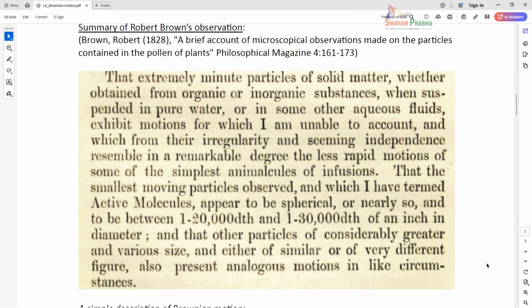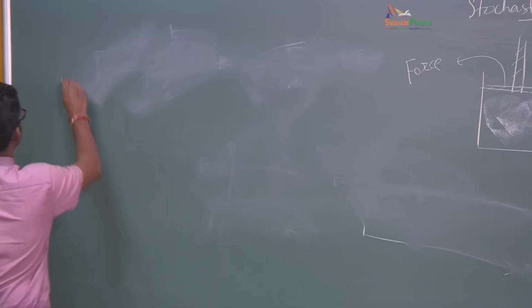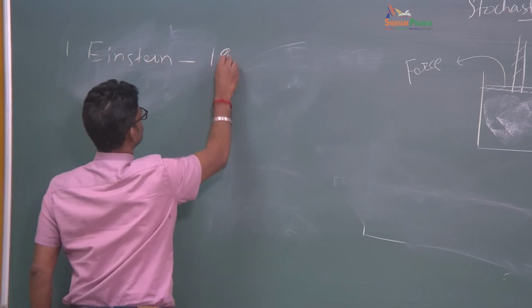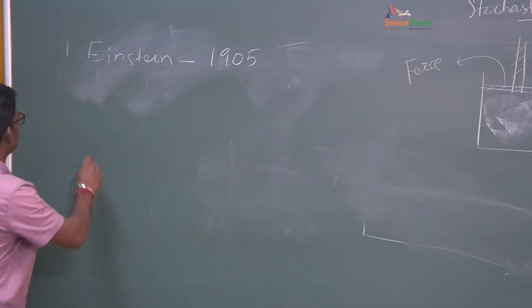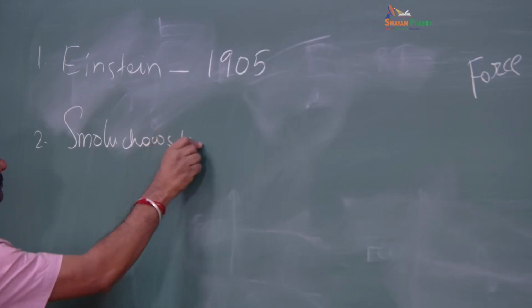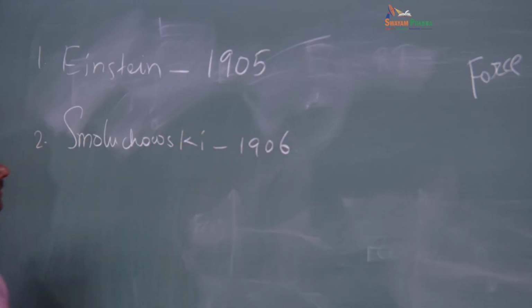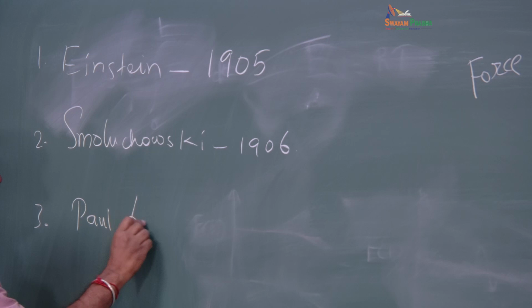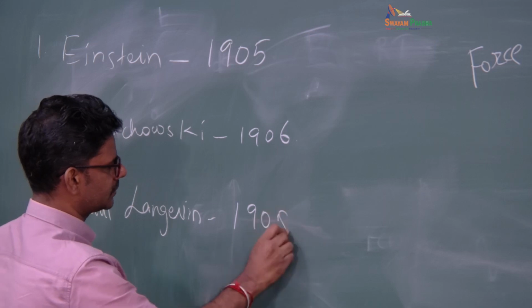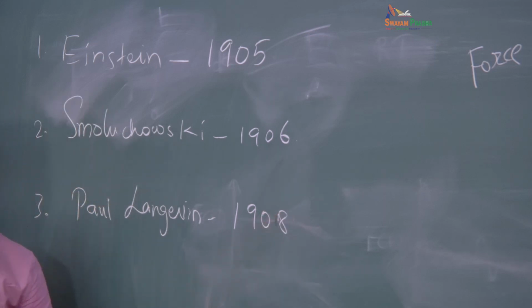So I can point out 3 important developments in order to explain this irregular motion. Einstein's theory was published in 1905, and Smoluchowski in 1906, and Paul Langevin in 1908. So these are the initial mathematical developments of this theory.